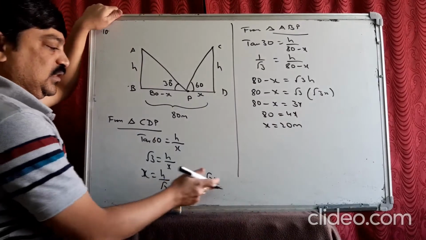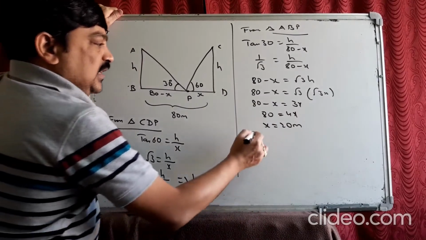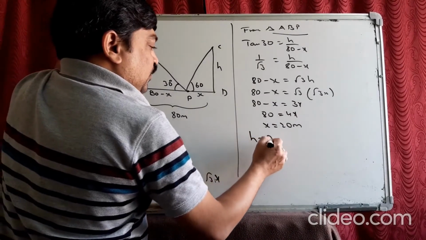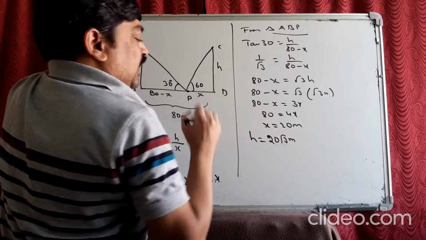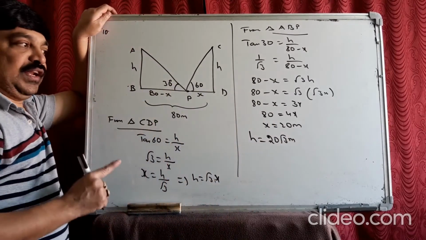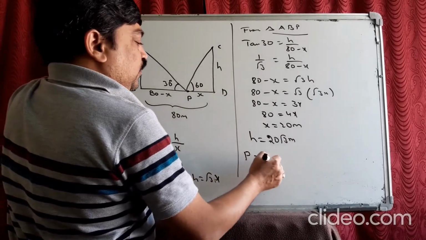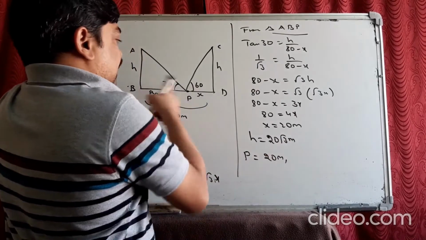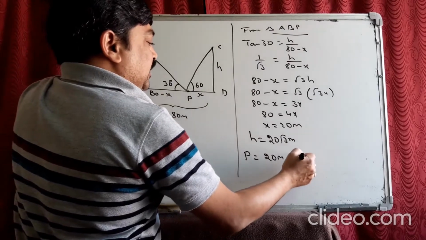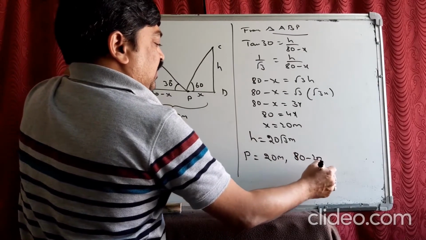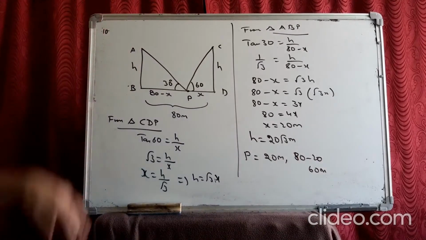After getting x, you can find out h with this. h is equal to 20 root 3 meters. The height of the pole is 20 root 3 and the point P will be at a distance of 20 meters from one side. On the other side it will be 80 minus 20, that is equal to 60 meters from the other side. Okay.